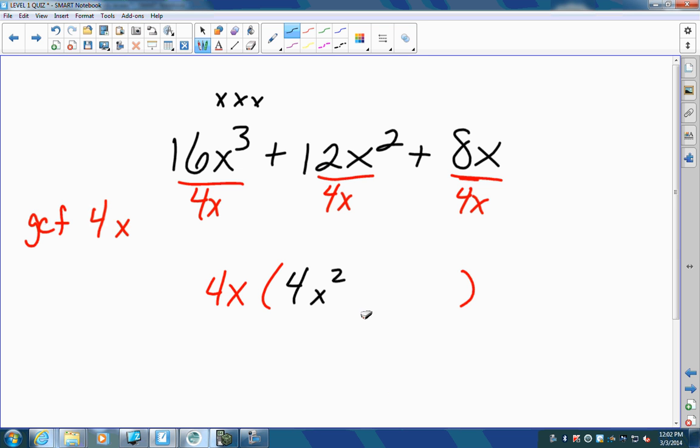12 divided by 4 is 3. It says x squared. That means I have 2 of them. I've already pulled out 1, so it's just an x. 8 divided by 4 is 2. These x's, they cancel out. I've already got it pulled out. This would be my answer if I asked you just to factor out the GCF.